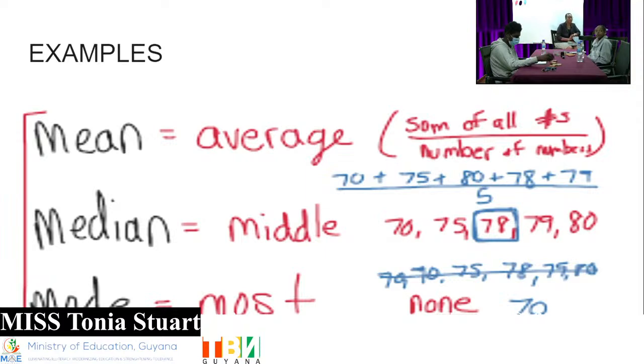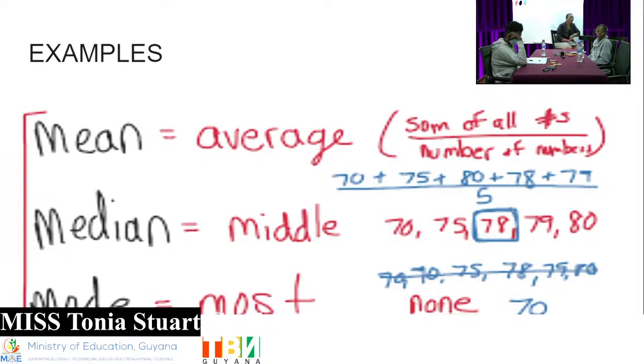We have the median, where we arrange the numbers in order. Because we're dealing with numbers, we arrange them in order. We could either arrange them from highest to lowest or lowest to highest. In this case, we have lowest to highest: 70, 75, 78, 79, and 80. Then we look to see what falls in the middle. If we take off the two at the ends, we'll have one standing in the middle. So in this case, the median is 78.